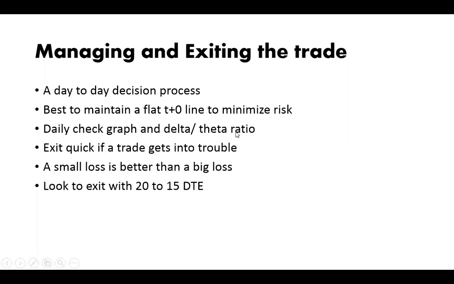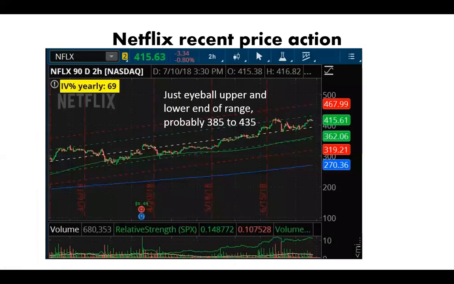I'm also looking at the delta theta ratio. So the delta is our magnitude of directionality, and our theta is what we're being paid to take that risk. And so generally, I like to see a very small delta to a big theta. If this ratio gets to be over 50%, you're probably in trouble and probably ought to close the trade. And I want to exit these trades with 20 to 15 days to go. Or if we made our 15 to 30%, go on and exit.